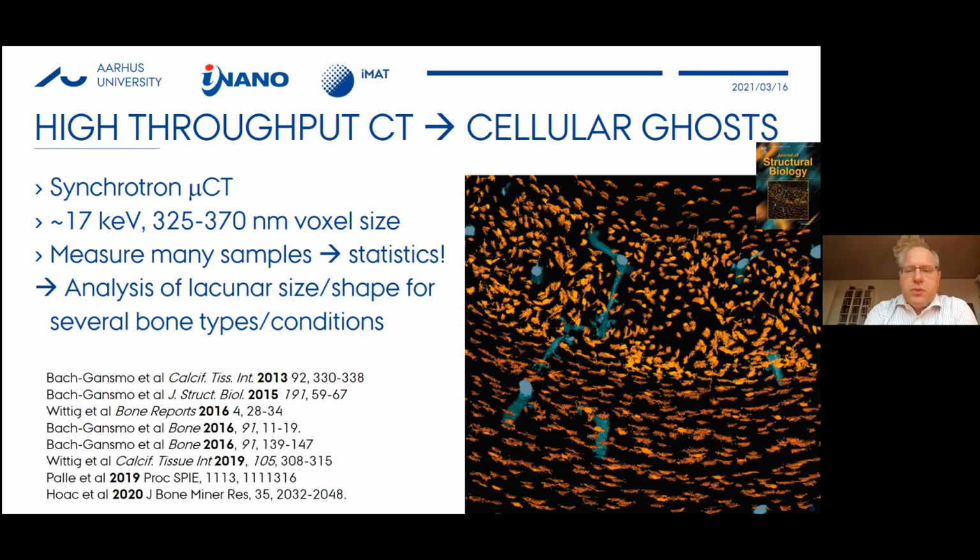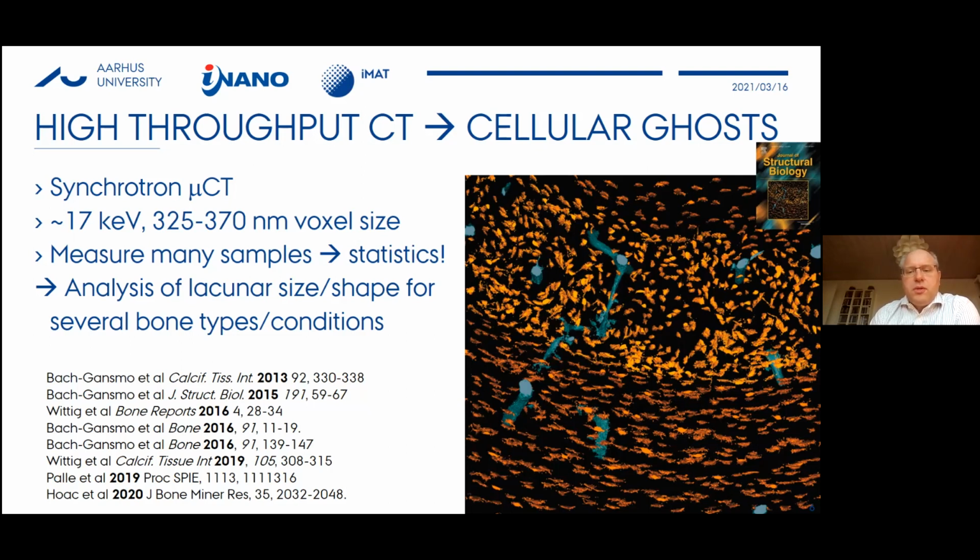They are formed by a process called endochondral ossification, by which the long bones are formed. And this is a more sort of disordered way of making the material, where you first form a cartilage template, which is then turned into bone. And you can see that the osteocyte lacunae are organized in sort of mumble-jumble fashion in this region.